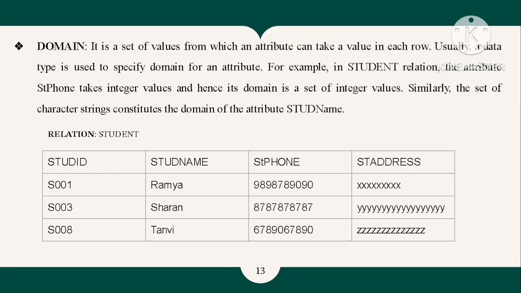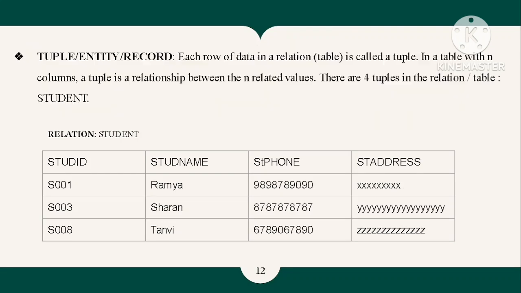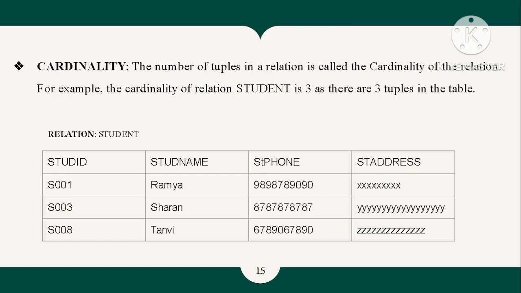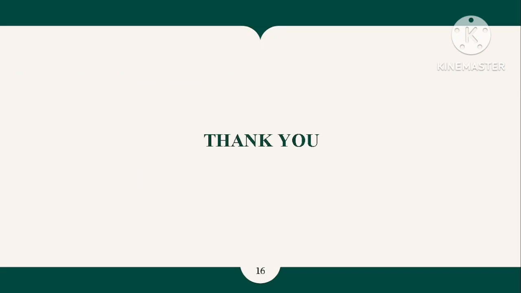So this is all about attribute, tuple, domain, degree and cardinality. These are 5 important terms in relational data model. Hope you understood the concept.